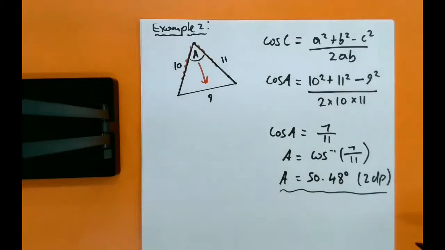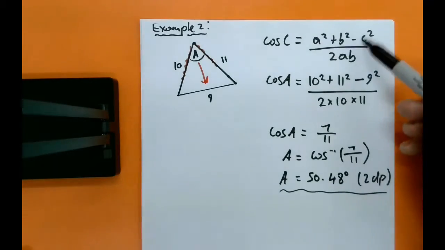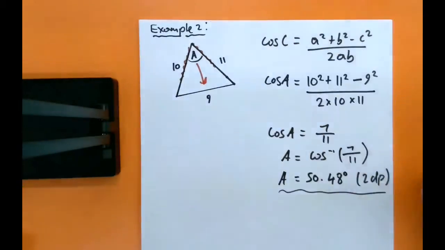Okay? I hope that helps in your understanding of finding an angle with the cosine rule. But yeah, just remember that the side that you're subtracting, and that is the biggest thing, is opposite the angle that you're trying to find.